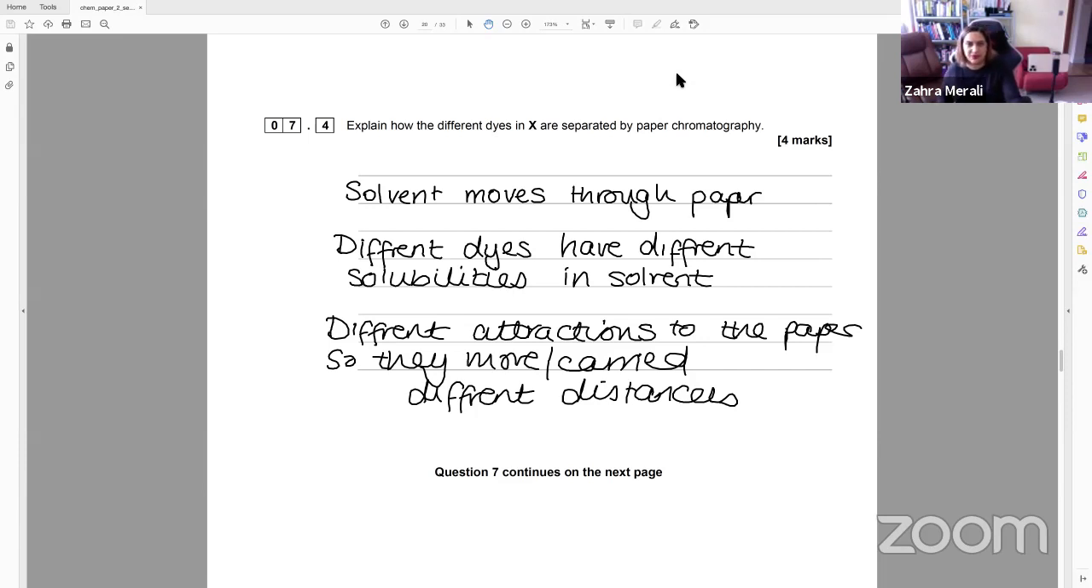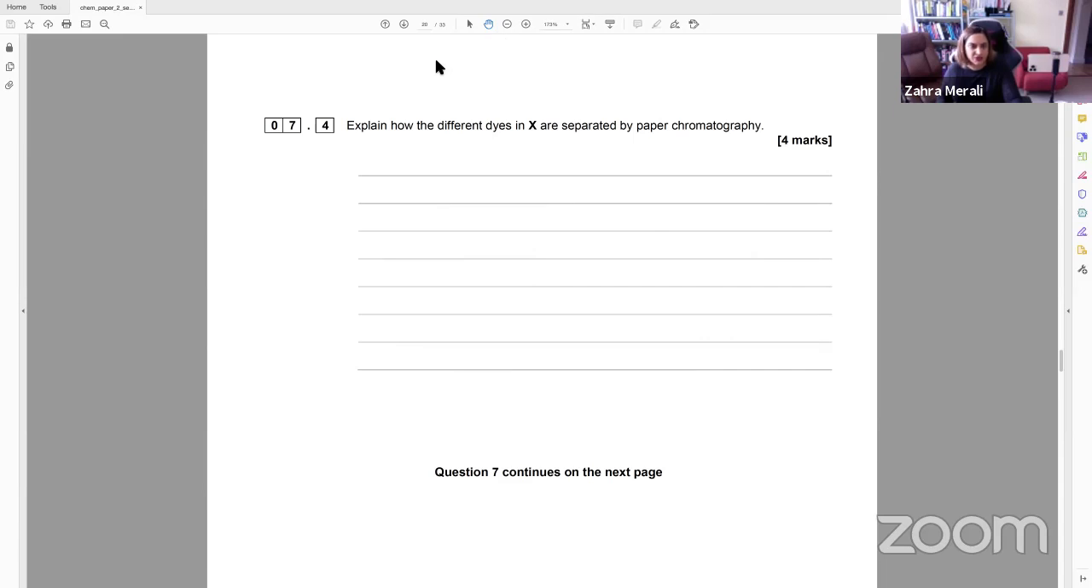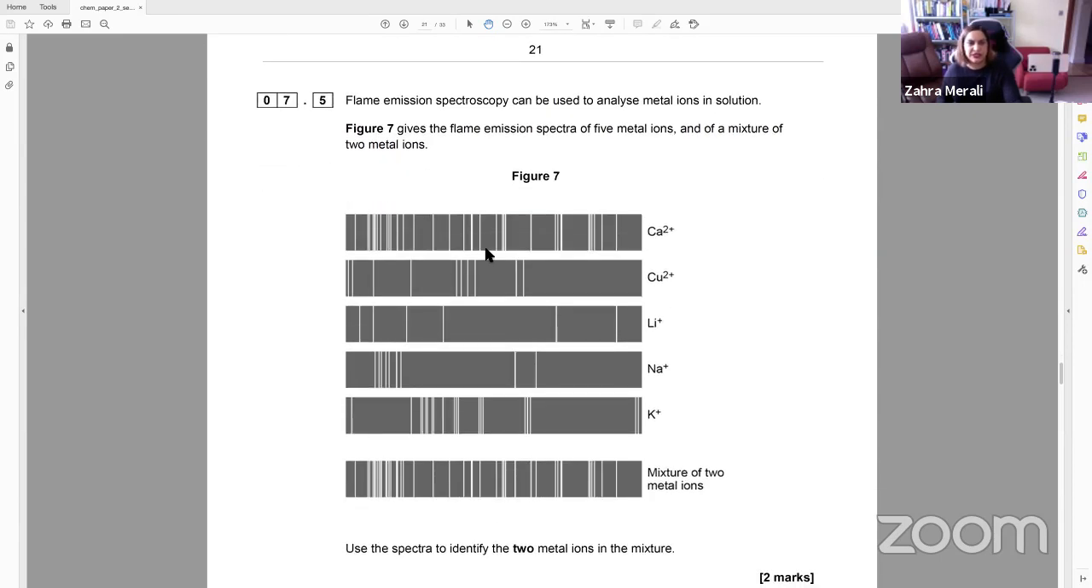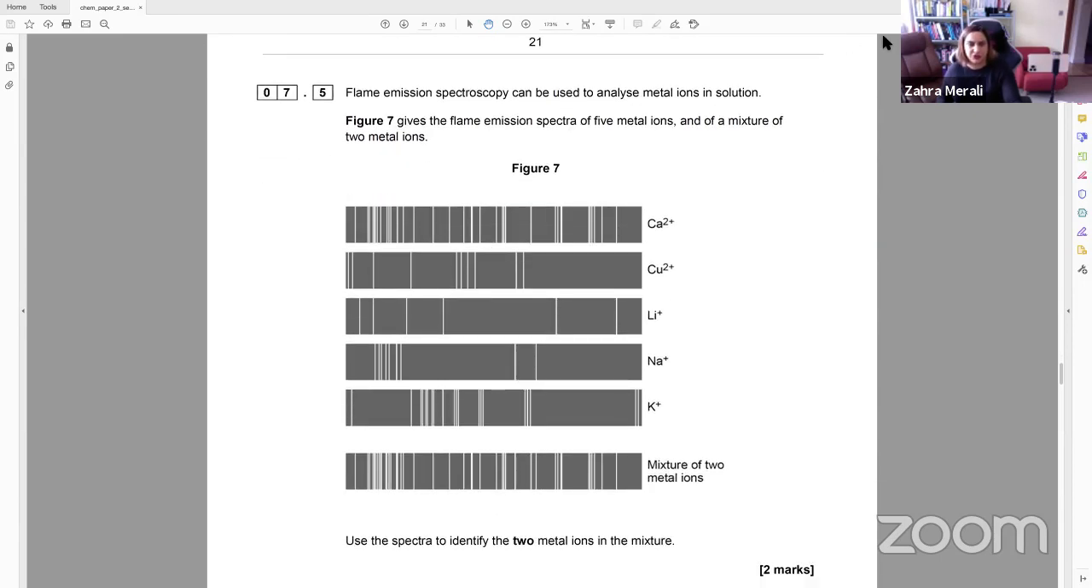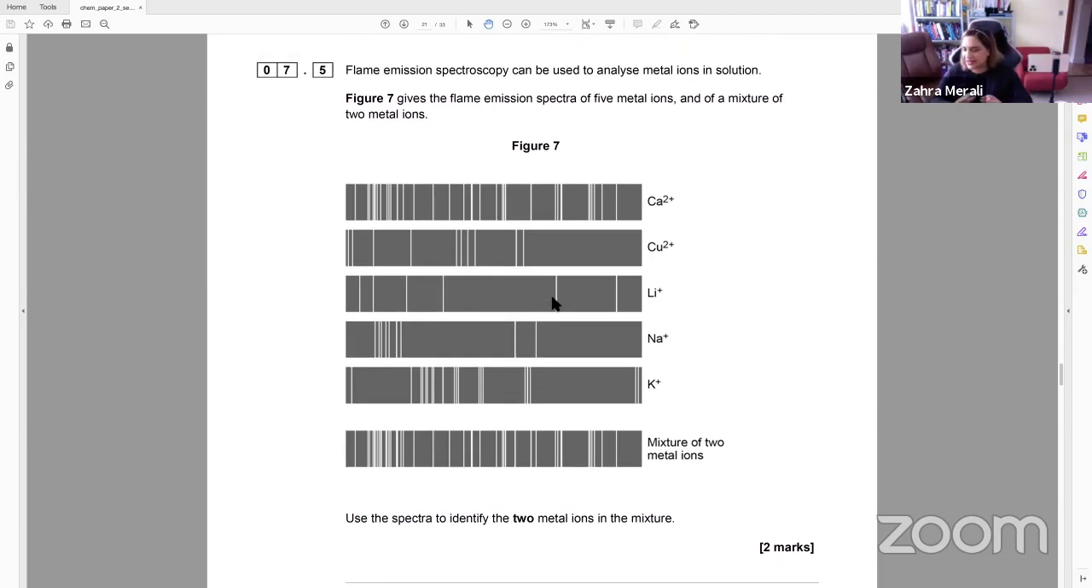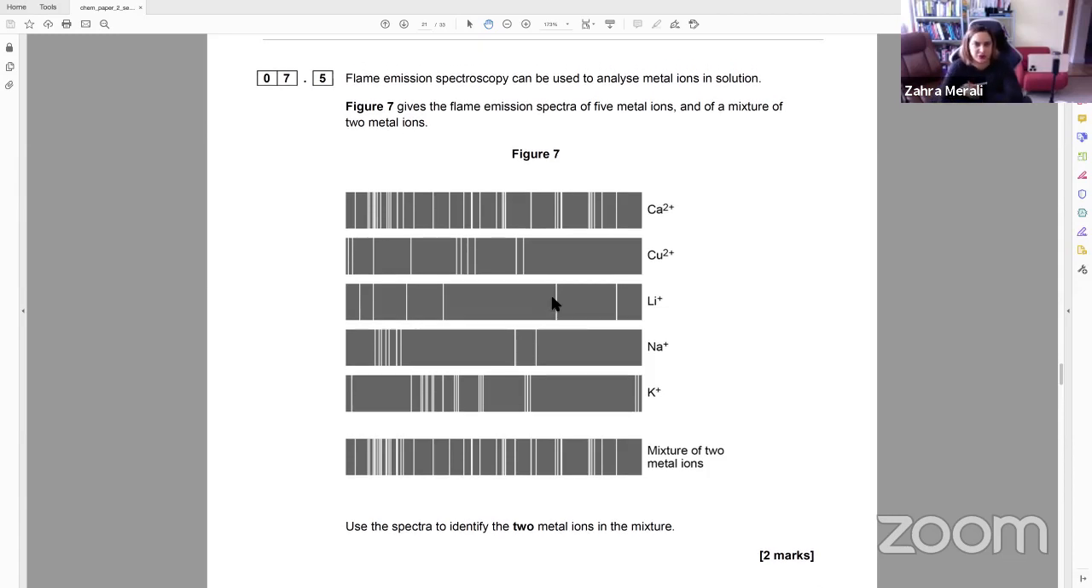Right, let's take the next bit of this question. So this whole question relates to that topic. So flame, this is the bit that we didn't do, and this is the higher level bit, but it's a very similar concept. So even if you hadn't done this topic, you'd hopefully be able to see how it works. Flame emission spectroscopy can be used to analyze metal ions. You have to use the spectra to identify the two metal ions in the mixture.